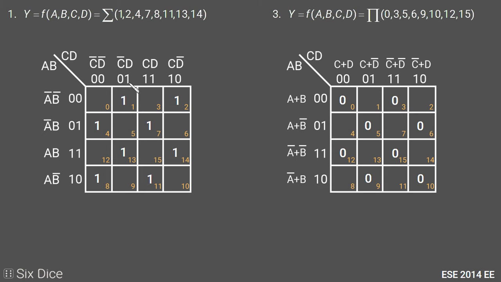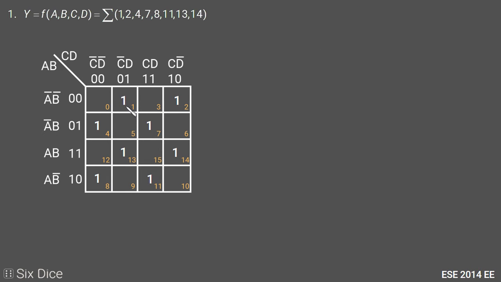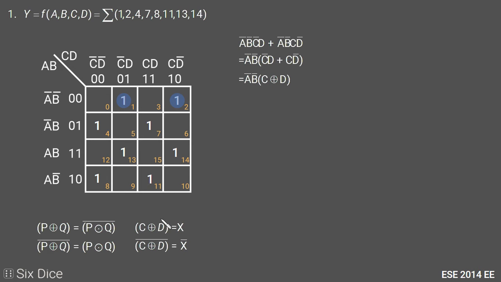Here we start with option 1 minimization. First we minimize the first two ones. This one is A bar, B bar, C bar, D, and this one is A bar, B bar, C, D bar. If we take A bar, B bar common, we end up with C bar D plus C D bar, which is C XOR D. If we take C XOR D as x and its complement as x bar, we end up with A bar, B bar, x.